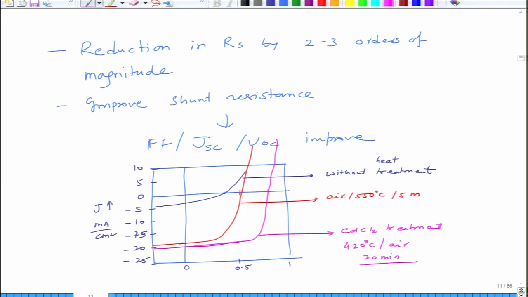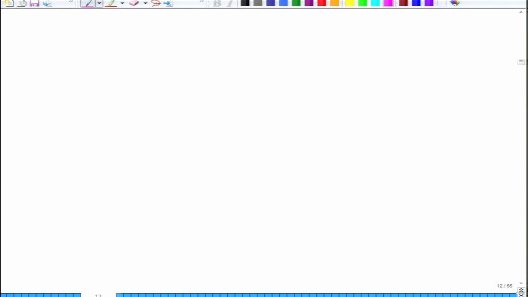And the grain size tends to increase substantially. The grain size becomes of the order of about a micron or more. So after this treatment, the grain size increases to about 1 to 2 micron. So this chlorine treatment is important for cadmium telluride, and the XRD also tends to show changes.